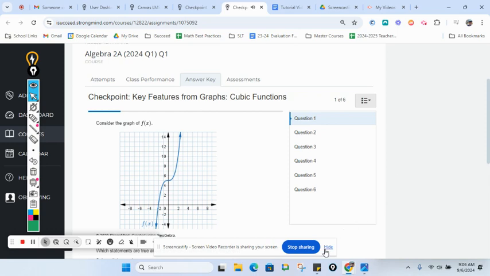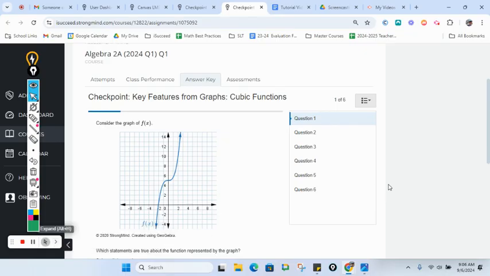Hey math students, this is a tutorial for Algebra 2A's checkpoint 11. We're going to go through the first couple of questions that appear in your checkpoint. I say the first few, but they might jump around and mix around, so just make sure that you're looking at the right question as I'm showing in the video.